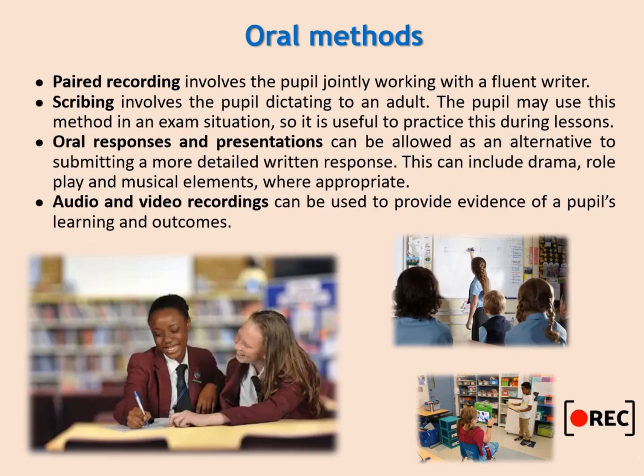And oral methods. Paired recording involves the pupil jointly working with a fluent writer. Scribing involves the pupil dictating to an adult. The pupil may use this method in an exam situation, so it's useful to practice this during lessons.